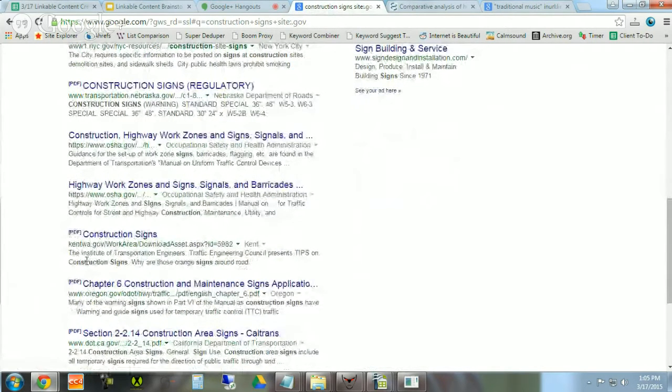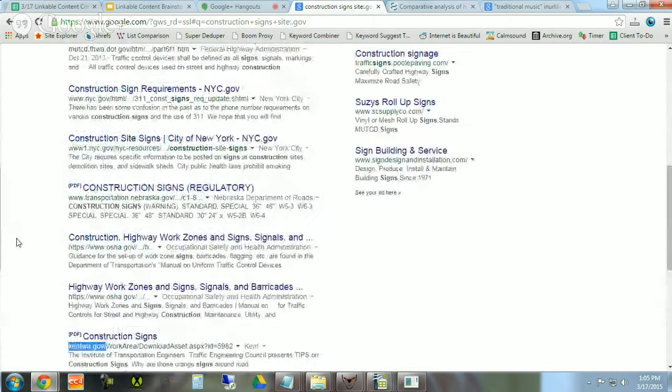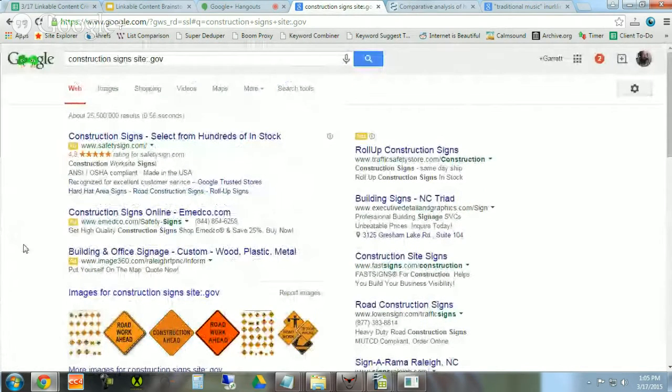Again, construction signs, Washington. This is Kent, WA.gov. I'm guessing that's Kent, Washington. So this is either a county or a city that has very specific construction sign related stuff. So on construction signs, there's definitely a very, very strong intersection with laws, rules, regulations. Okay, and there's a massive guide waiting for you there.